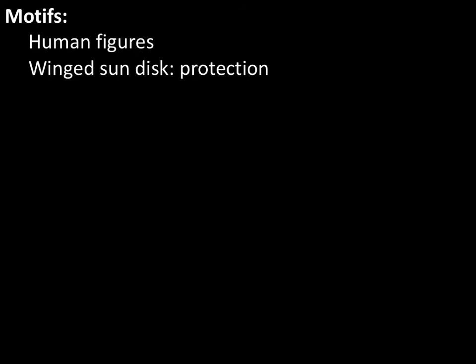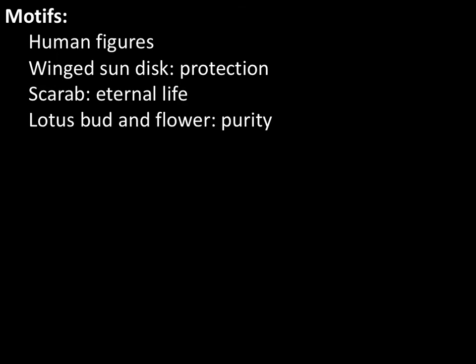Okay, let's dig a little bit more into the decorative motifs that we're seeing in all of these images. Clearly, we have human figures. The winged sun disk is a symbol for protection. You frequently see it on the lintel over a doorway. The scarab beetle is a symbol of eternal life. The lotus bud and the lotus flower are symbols for purity. And the serpent is a symbol for royalty. We also have the ankh, which is a symbol for life. I'll point it out when we get to it.